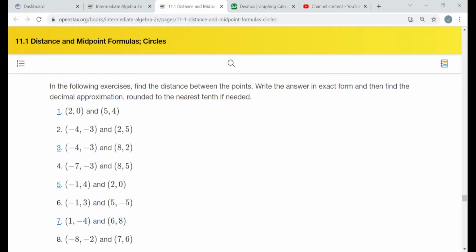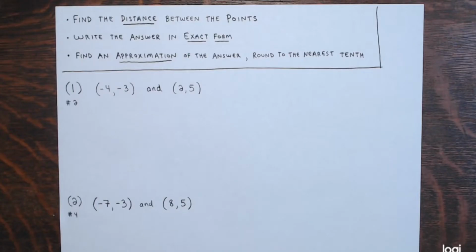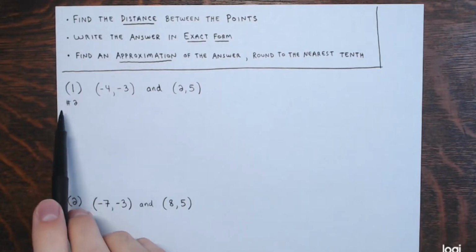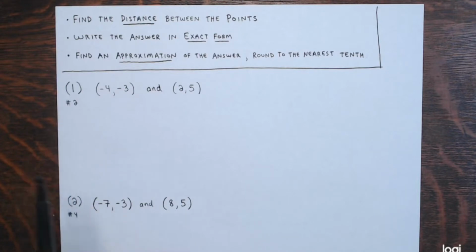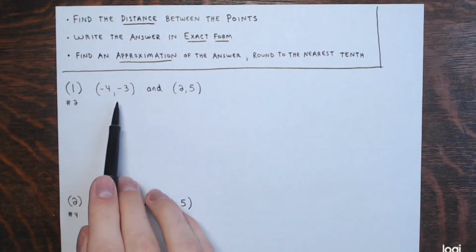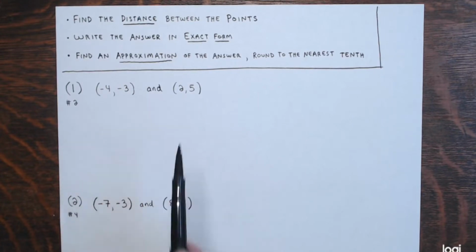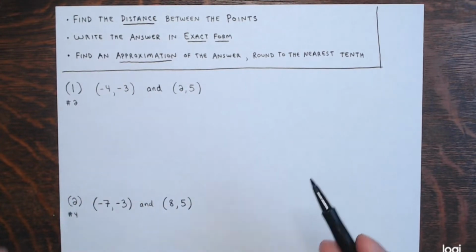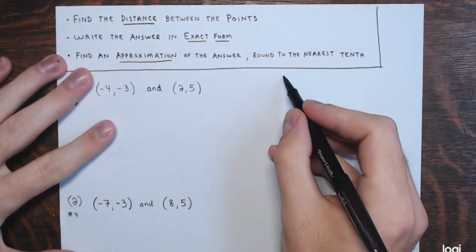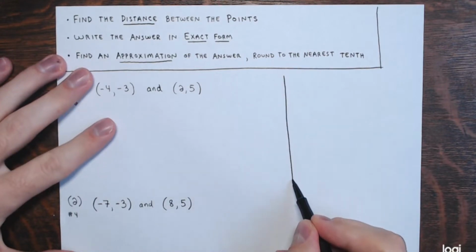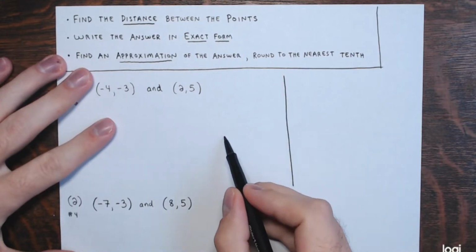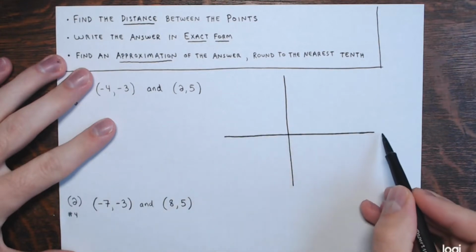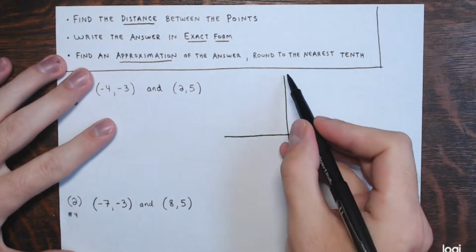Alright, so exercise 2 is the first one I'm doing. I've got these written out. So that's example 1, exercise number 2 from the text. Alright, so we have -4, -3, and 2, 5. I'm going to make a very rough hand drawing of this. I'm going to try my best. Now, if you have graph paper, that would be wonderful.